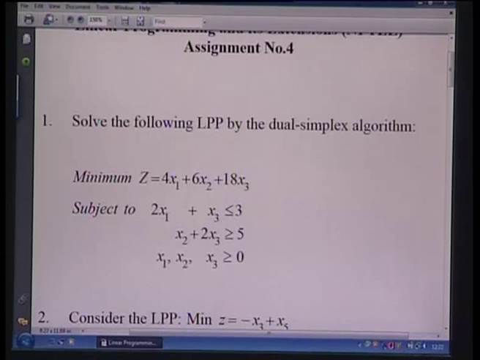So, problem 1 is a straightforward application of the dual simplex algorithm. You can see that the cost coefficients are all non-negative, but the starting solution made up of a slack and a surplus variable will be primal infeasible, right. And so, you will have dual feasibility, and therefore, you can proceed with the dual simplex algorithm.